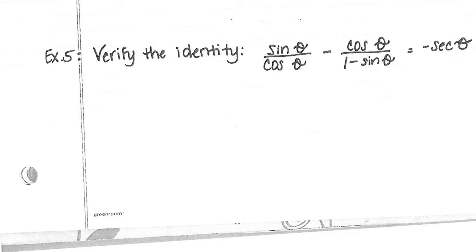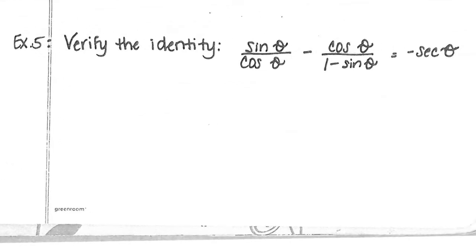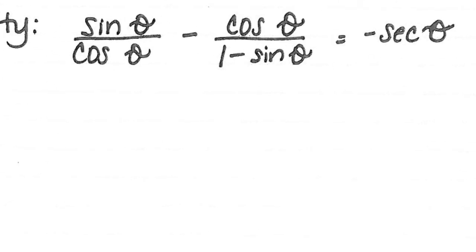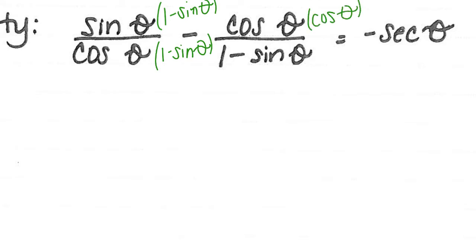We have sine theta over cosine theta minus cosine theta over 1 minus sine of theta is equal to the negative secant of theta. So the first thing that we're going to do here is we need a common denominator on the left side. How do I find a common denominator? Well, I'm just going to multiply what is on the right side in the denominator, so that's the 1 minus the sine of theta, by each. And on the right side, I'm going to multiply the cosine of theta, because that's what we need.